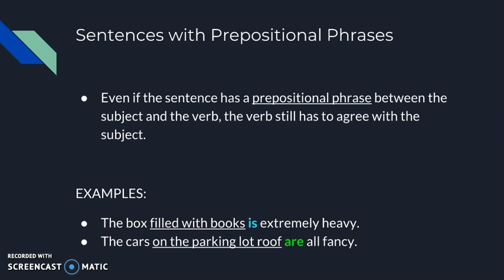Our first example is, the box filled with books is extremely heavy. The underlined portion of the sentence is the prepositional phrase that is placed between the subject and the verb. When figuring out whether the subject is singular or plural, completely ignore that the prepositional phrase is even there. The box is a singular subject, therefore we will use the singular version of the is verb.